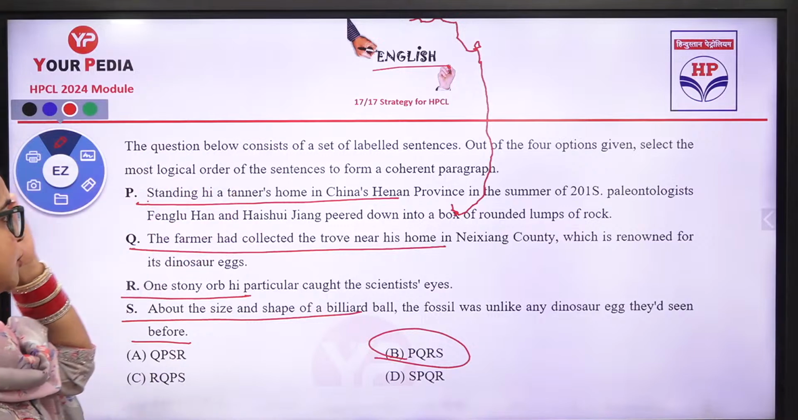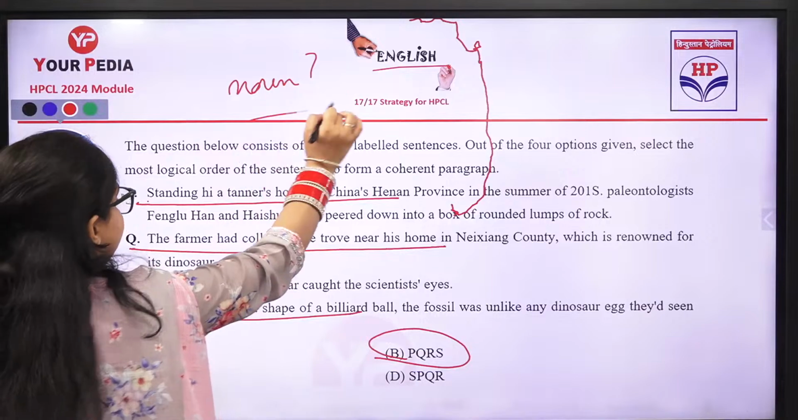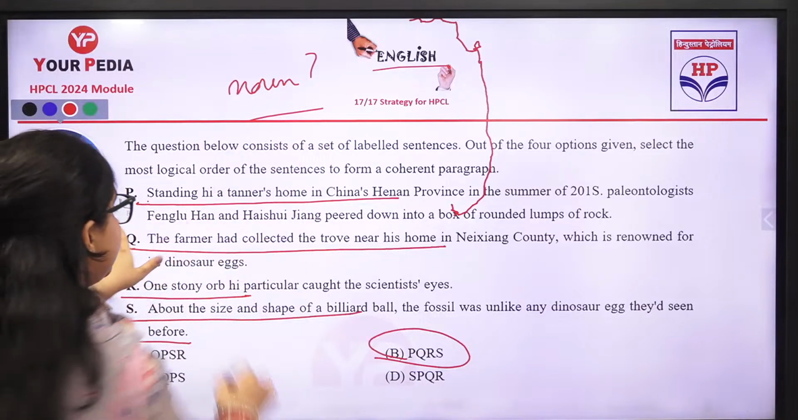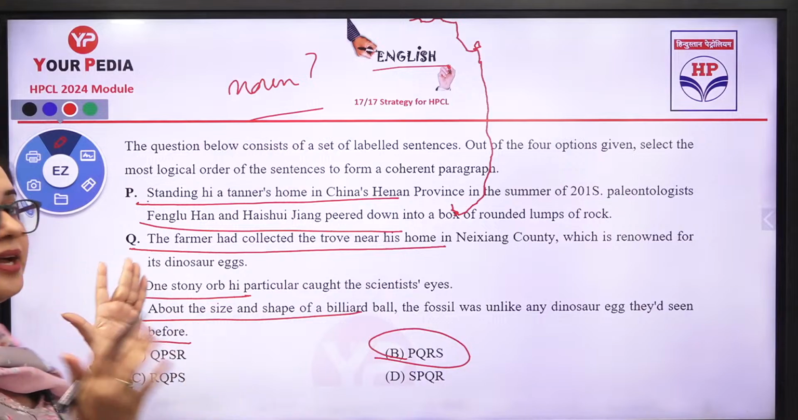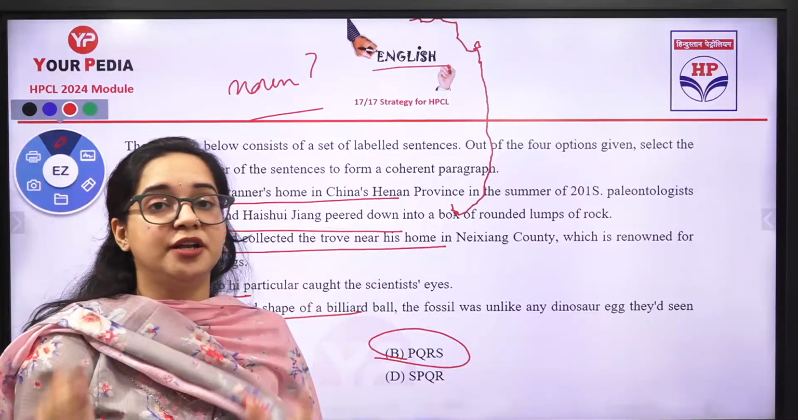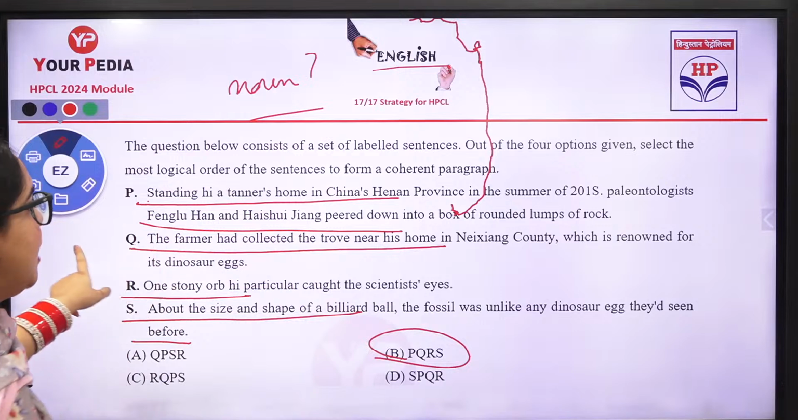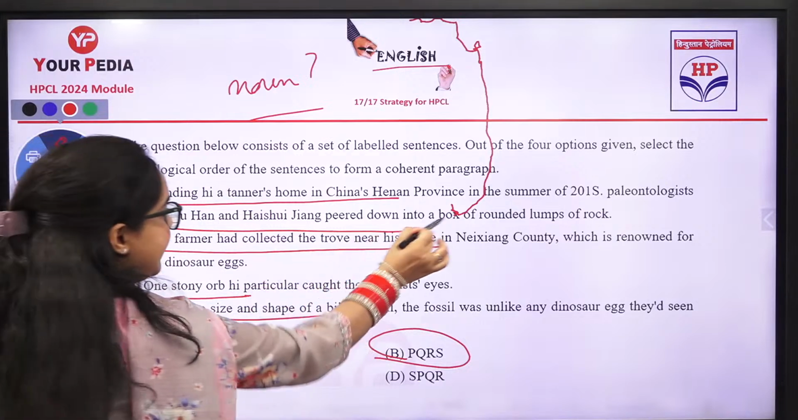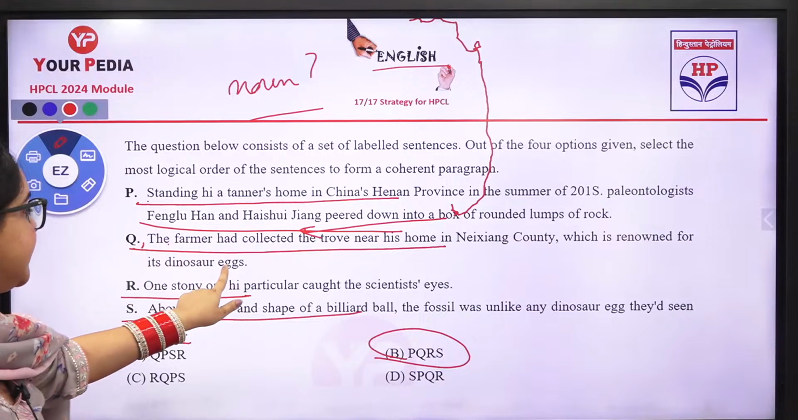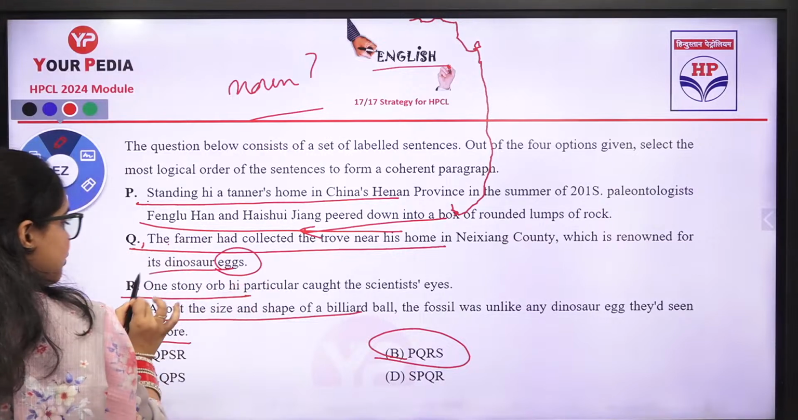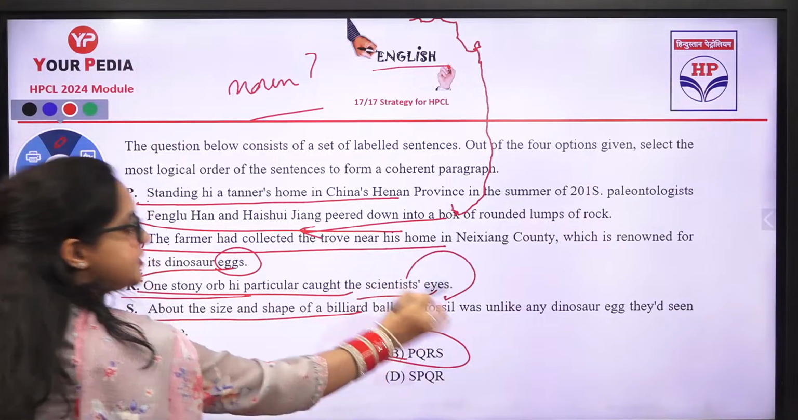Standing high at Anna's home in China home. Here, first we need to identify the noun. Noun is there over this one. These are the names of a noun. In particular, the words where names are denoted are there in the first one. Then they are talking about some kind of a box. Then they told that the box was collected by the farmer, which is denoted with the eggs. Now, one of the eggs caught the scientist's eyes, and about the size, it was linked.